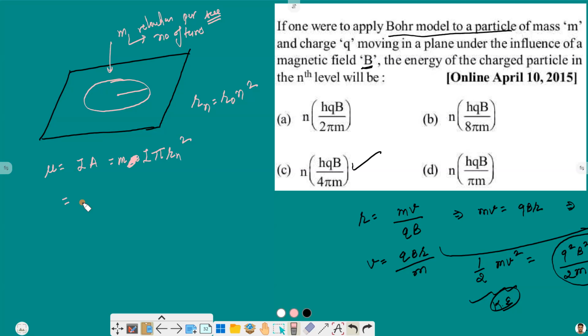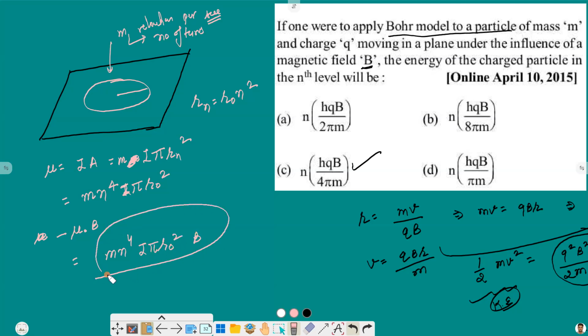So this becomes m into n raised to power 4 into current into pi into R naught square. This is mu. Now coming to the magnetic potential energy, that will be minus mu dot B, where B is the magnetic field. So this term will be m n⁴ I pi R naught square B.